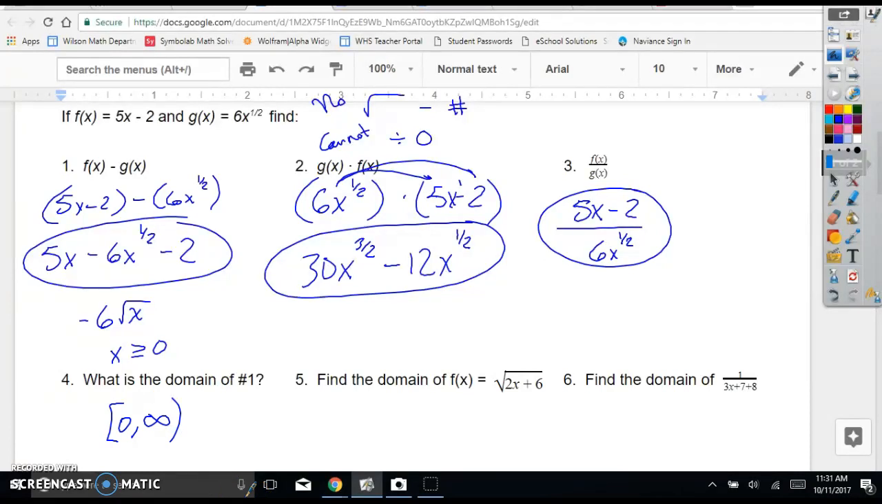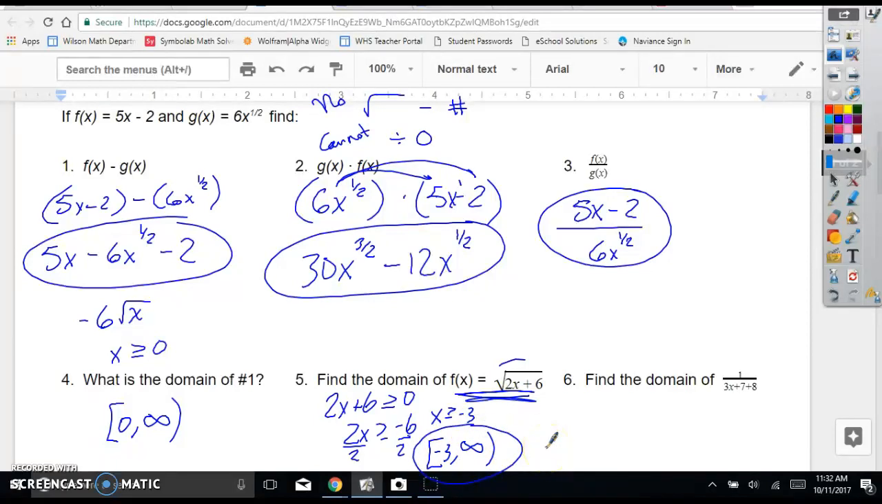As far as number 5 goes, now look, in 5, we're actually just doing this guy. So we can't take the square root of a negative again. So we need to know when 2x plus 6 is at a minimum of 0 or larger. So we're going to solve this for x, divided by 2. It looks like when x is greater than or equal to negative 3, we will have an answer. So that would be from negative 3 up to infinity.